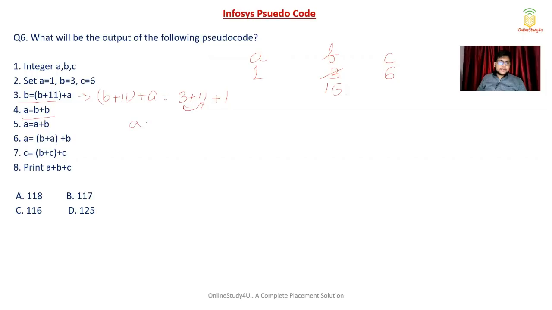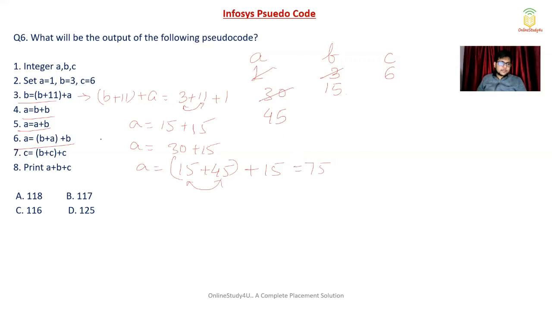Now my A gets updated to 15 plus 15, that is 30. Then my A gets updated to 30 plus 15. So it is 45. After that, my A gets updated to 15 plus A, that is 45, plus B, that is plus 15. So 45 plus 15 plus 15, this is 75.